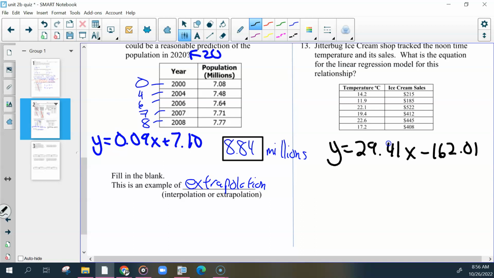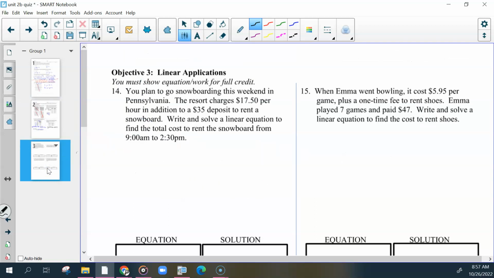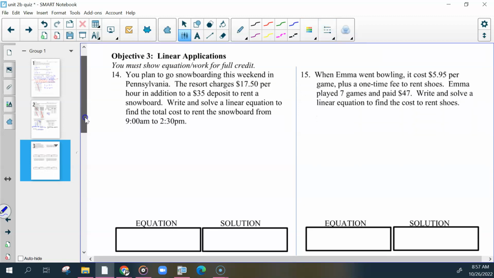Any questions on this entire page? The last section was probably the most missed because we either didn't get to it or we just didn't do the work. So most of these you needed to define your variables, set up an equation, solve, and get your answer. So the majority of these were worth 4. I think 14 was worth 3.